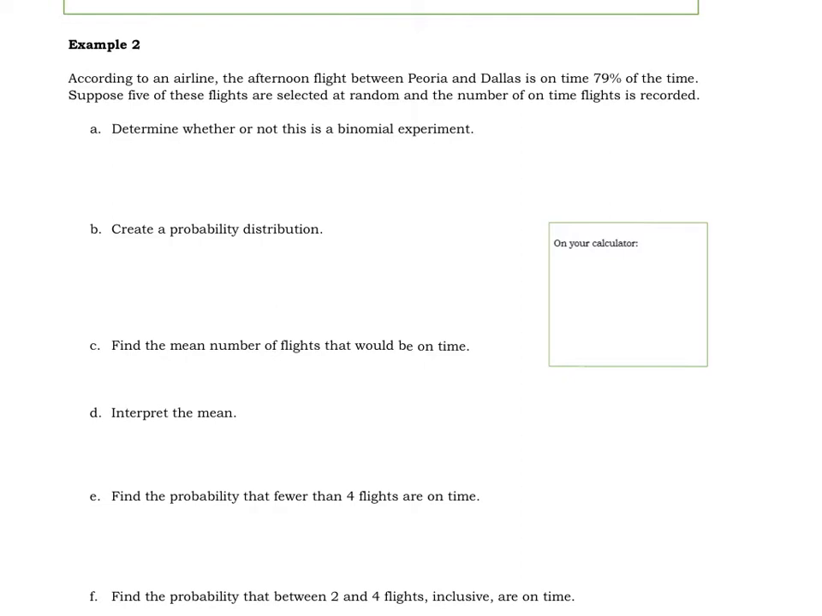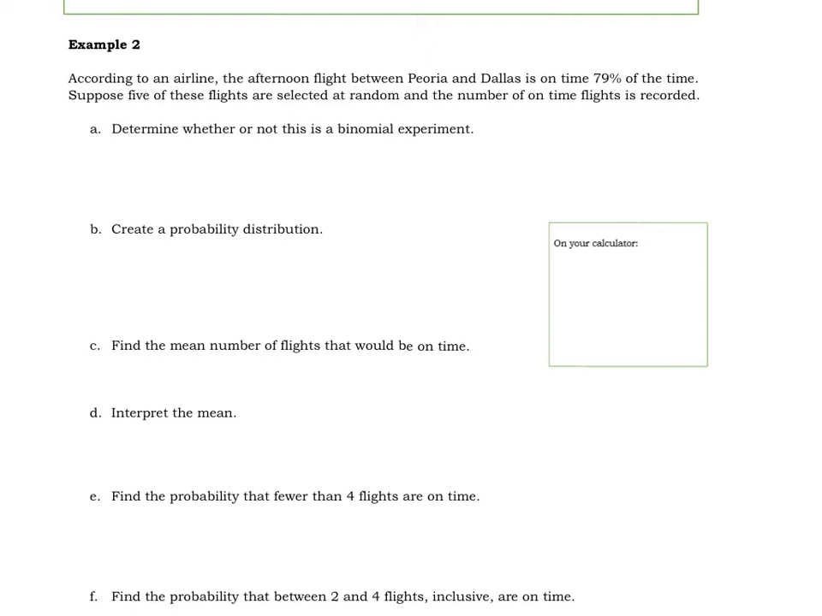Okay, so we're going to pick 5 at random. We're going to look at, of those 5, how many were on time and write it down. And we're going to do that over and over. Okay, so determine whether or not this is a binomial experiment. So can we determine or decide what would be a success and a failure? Yes, we're on time or we're not on time.